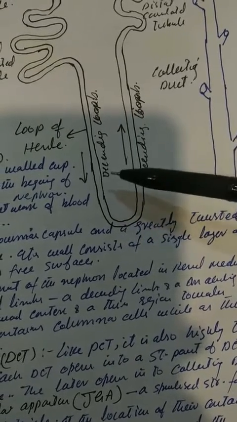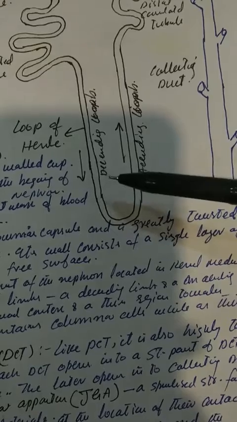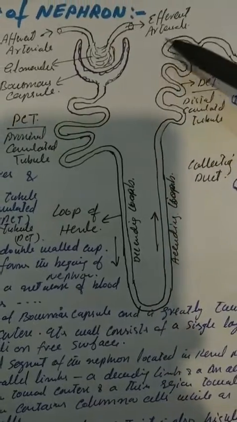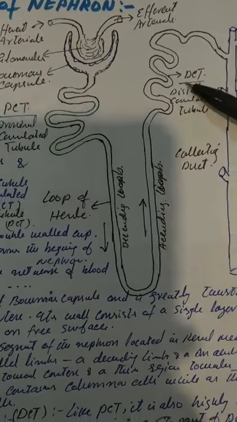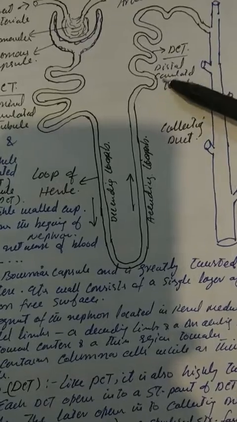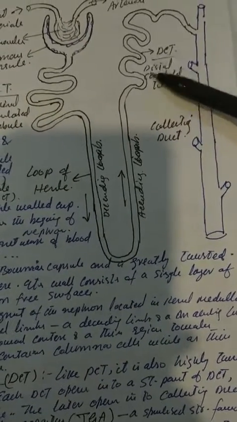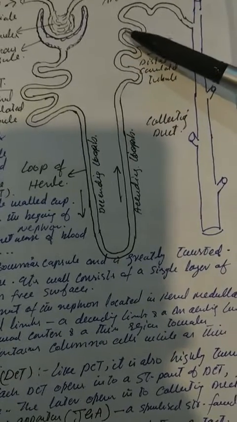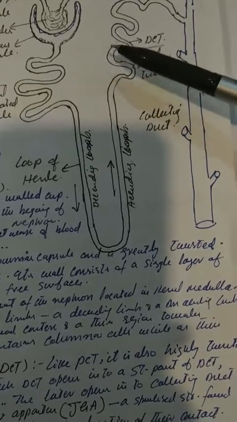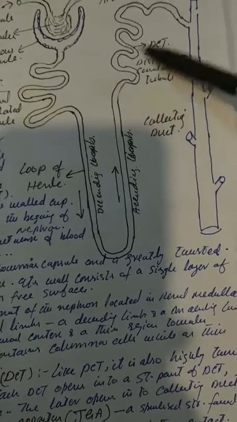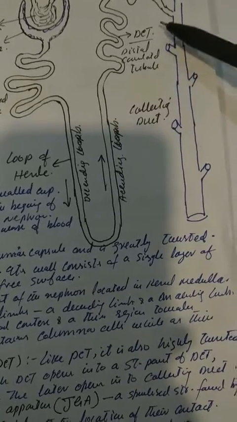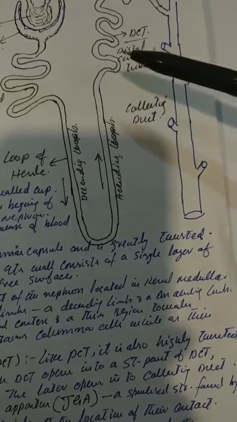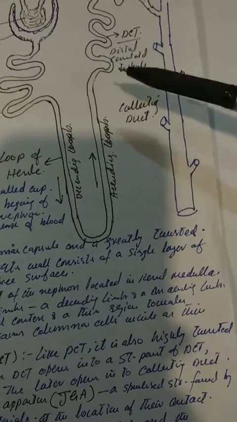Now, after the loop of Henle, the fourth part of the nephron is the distal convoluted tubule, abbreviated as DCT. Like the proximal convoluted tubule, it is also highly twisted, as is depicted in this sketch. It lies in the renal cortex, and each DCT opens into a straight part of the DCT called the collecting tubule. The latter opens into the collecting duct.